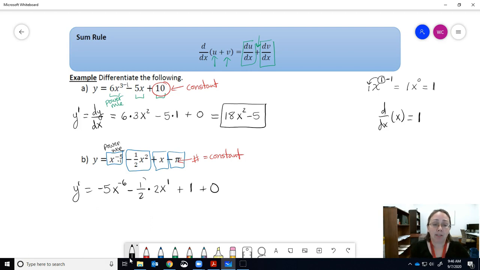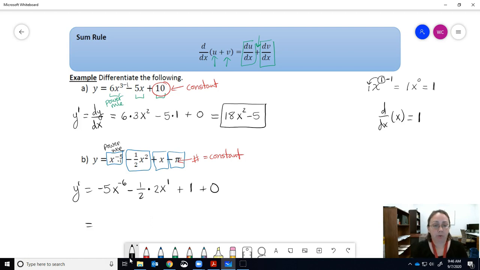That is not the same as a derivative of a number times a function. That does not disappear. So be careful. They're 2 different things. If the number is by itself, it goes to 0. If the number is multiplied by a function, that number stays.